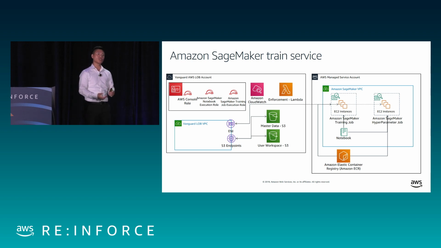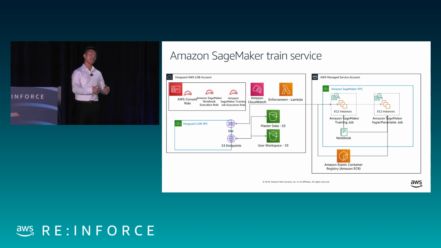So at this point, the user is able to create the SageMaker notebook and log into the SageMaker notebook. The next step is they want to create a training job. In order to create a training job, they need to specify the data in the S3 bucket and the algorithm in ECR. So for built-in algorithms and supported frameworks, the algorithm image is stored in ECR that is managed in the AWS managed service account.